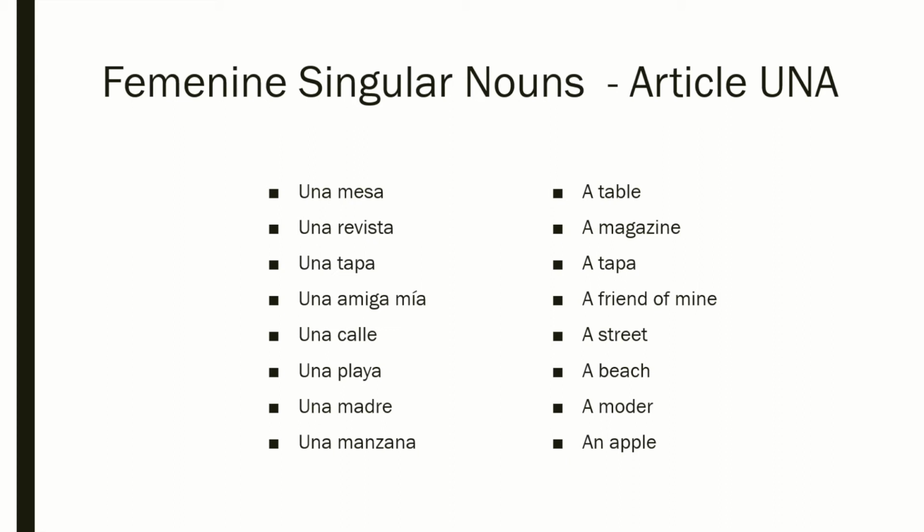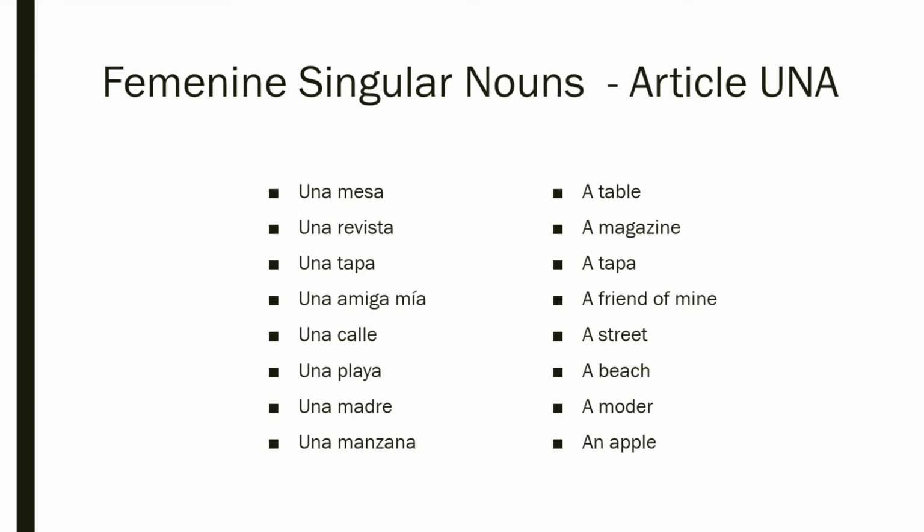Let's keep going. Una playa, a beach. Una madre, a mother. Una manzana, an apple. As you can see on the right hand side, it will either be a or an in English, but in Spanish it will be una for all.